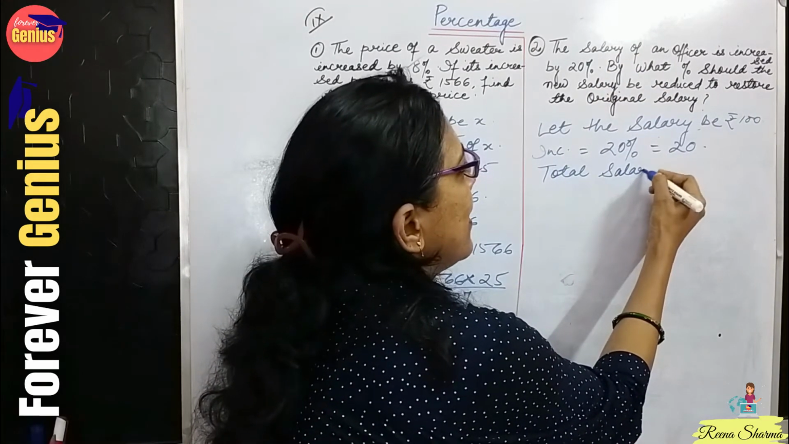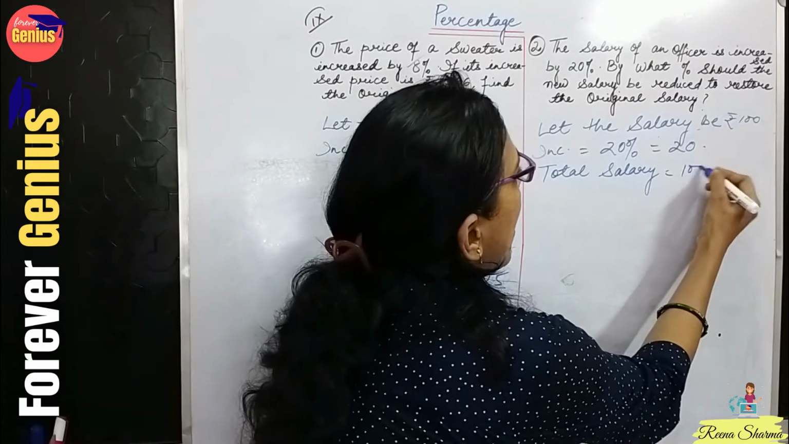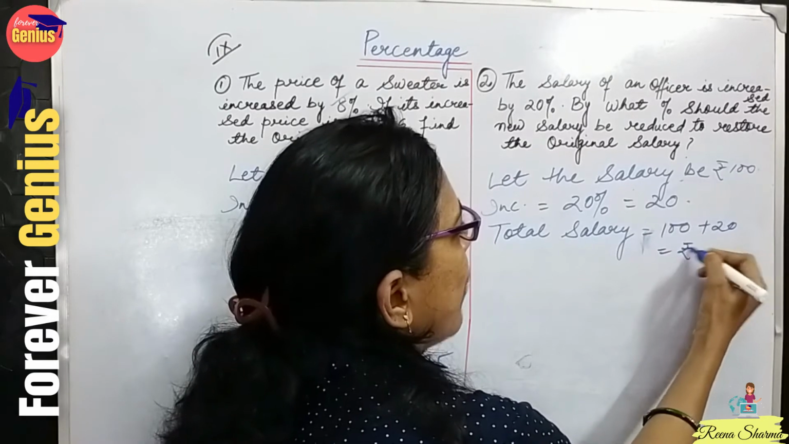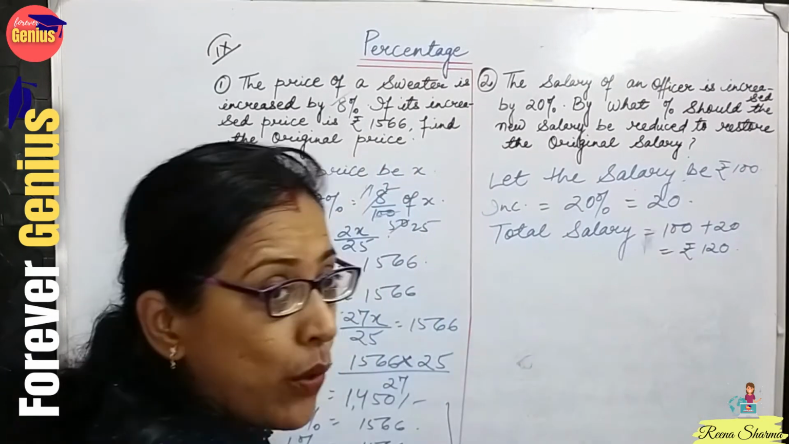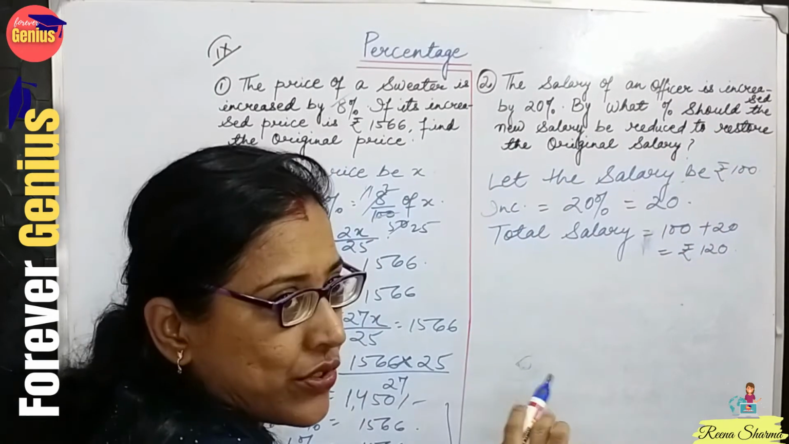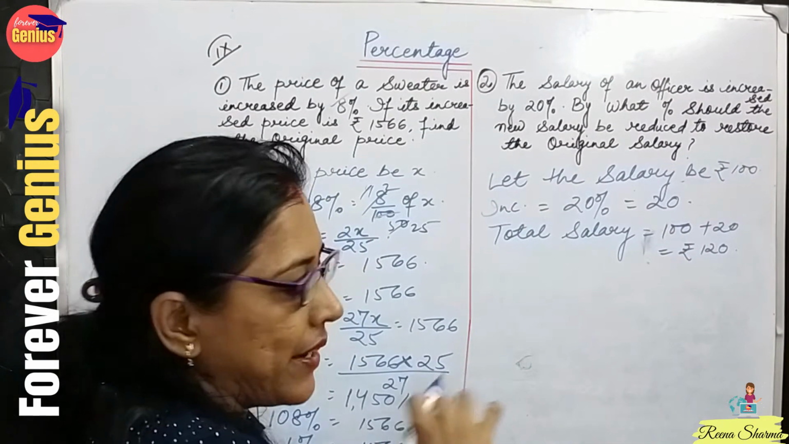Total salary is equal to 100 plus 20. This is equal to rupees 120. Now what is it asking? By what percentage should the new salary be reduced so as to restore the original salary?